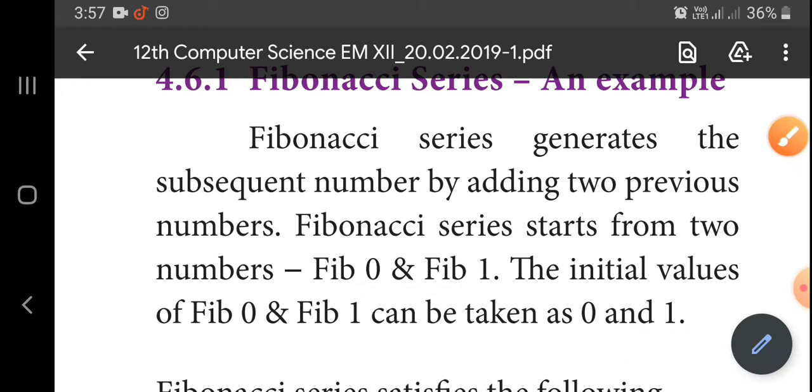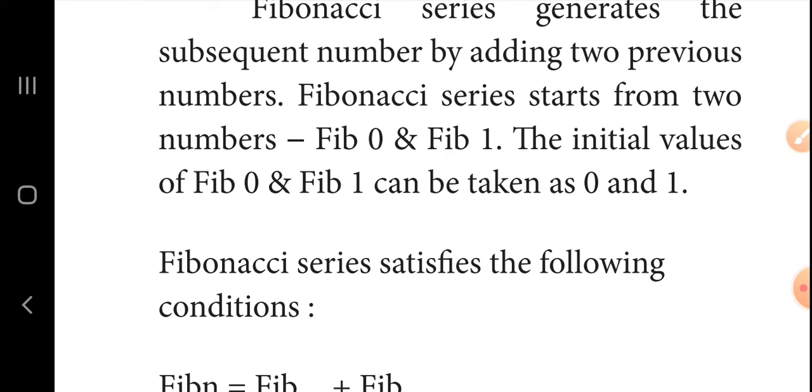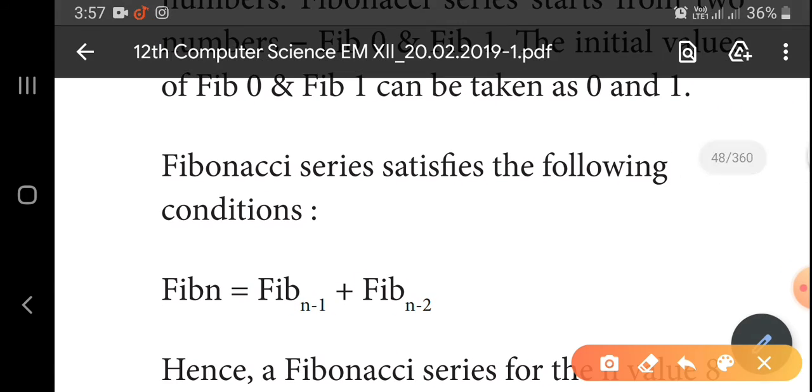Now we are going to see one example of calculating Fibonacci values. The general formula is fib of n equals fib of n minus 1 plus fib of n minus 2. If you want to find fib of 2, then fib of 2 is equal to fib of 1 plus fib of 0. The value of fib of 1 is 1, plus the value of fib of 0 is 0. So 1 plus 0, we get the value 1.